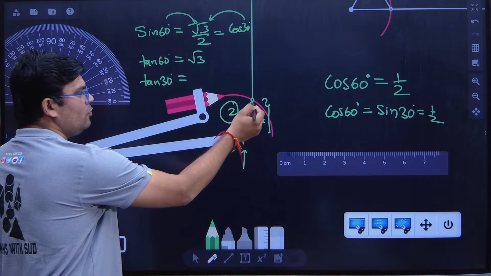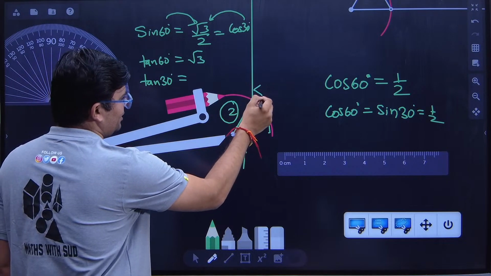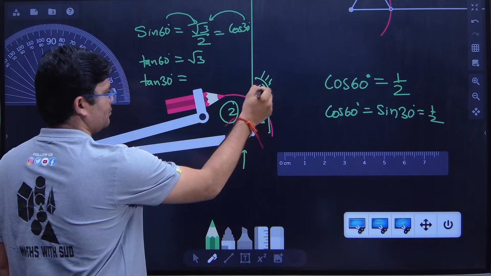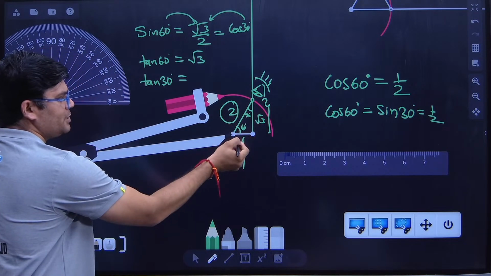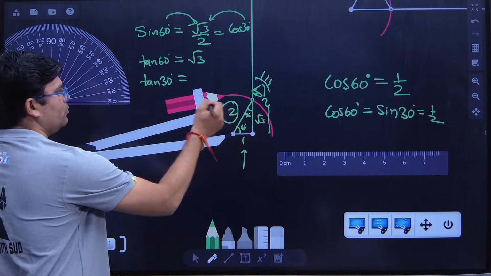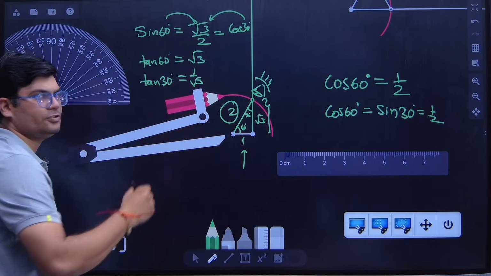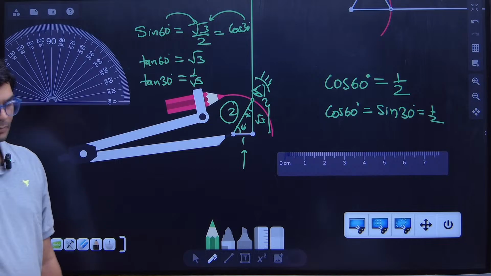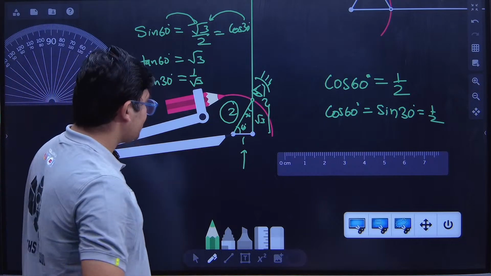30 degree means you have to look from here. You have to put your eyes at this place. From here, opposite, say perpendicular, will be this: 1 over root 3. Understood? Yes, sir. So let's mark them.